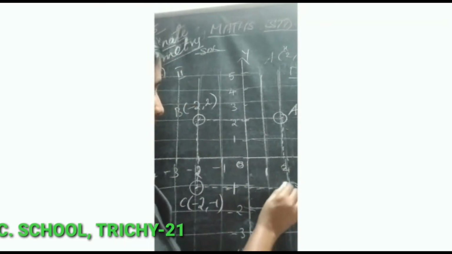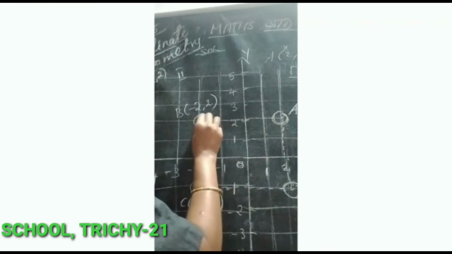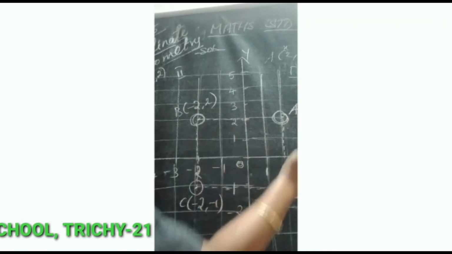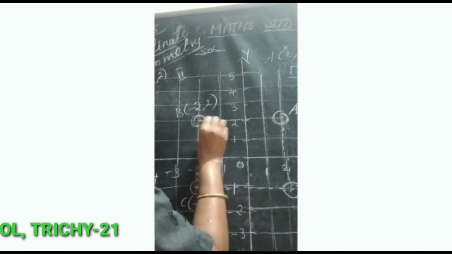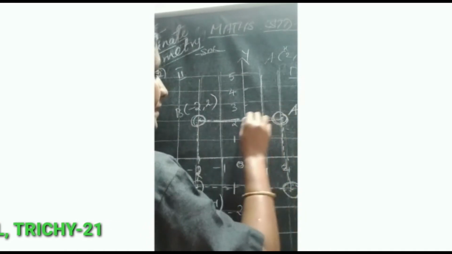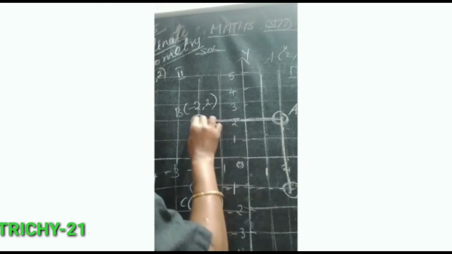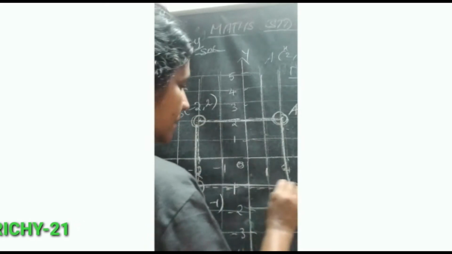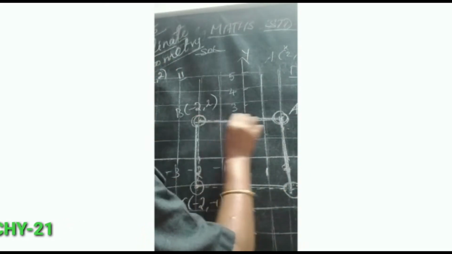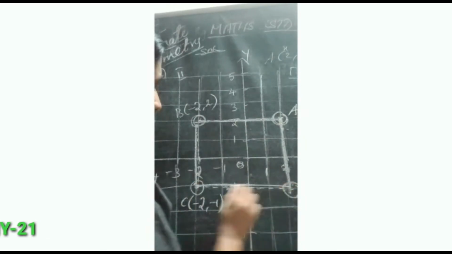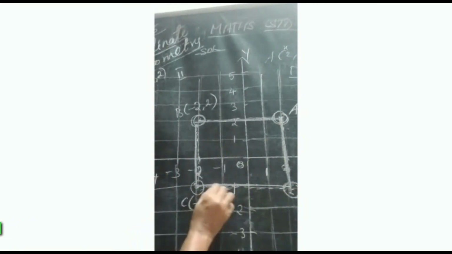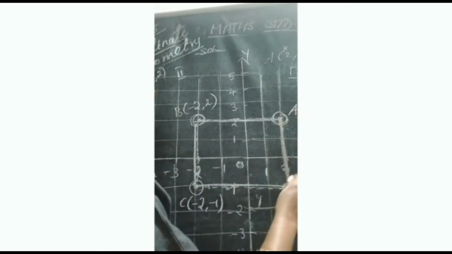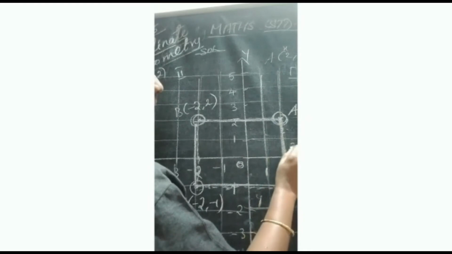After marking all the points, you just join all these points A, B, C, D by using a ruler. Then you will get the shape, and you have to find out what it is. Each one is 1 centimeter only. The base length here is 1, 2, 3, 4, so 4 centimeter. The side breadth is 1, 2, 3 centimeter.